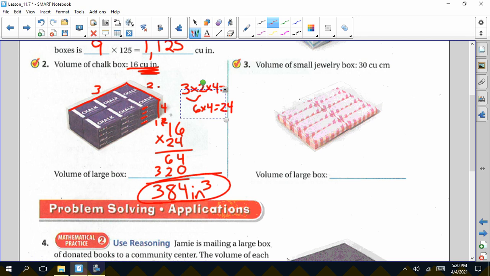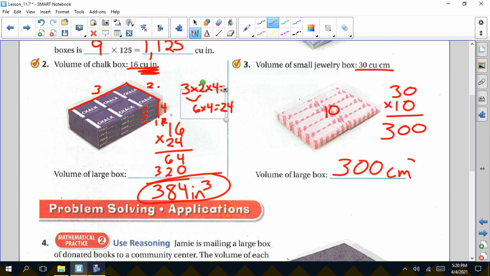Number 3, the volume of a small jewelry box. Each one of those pictures there is a jewelry box. They have a volume of 30 cubic centimeters. There's only one row, and if you count it, there are 10 boxes inside of here. So we're going to take 30 cubic centimeters times 10 boxes, and you will get 300. So inside of the large box is 300 cubic centimeters.